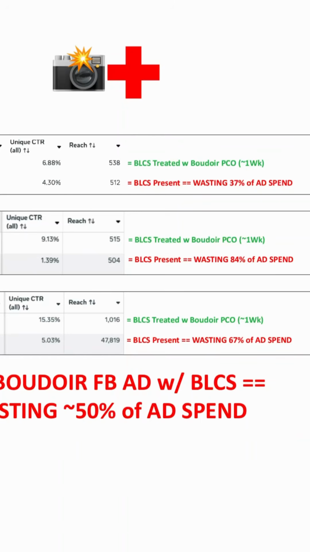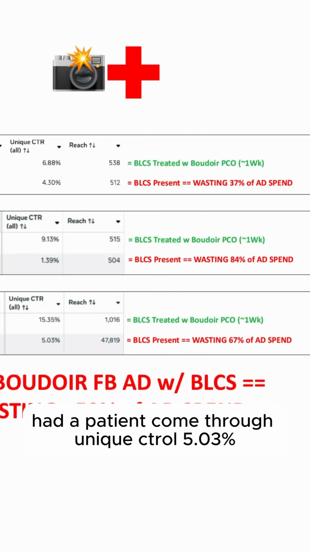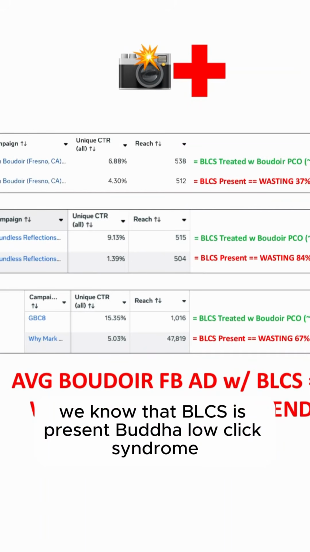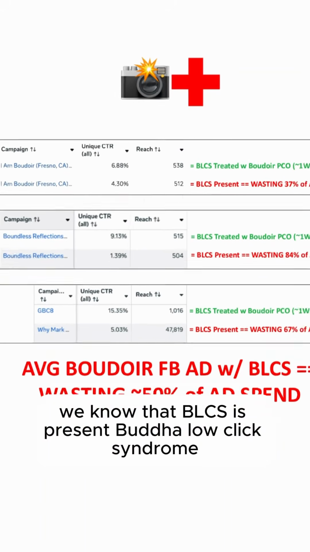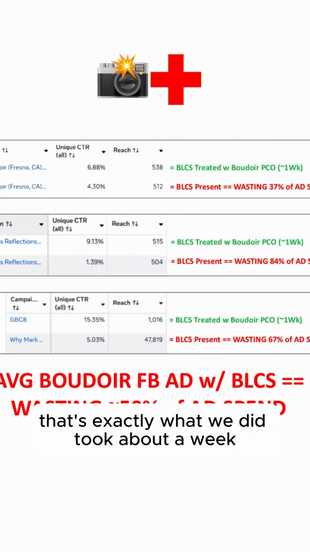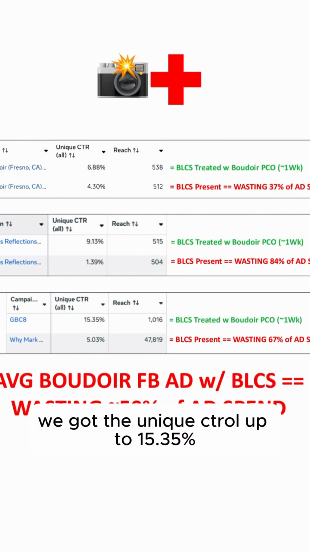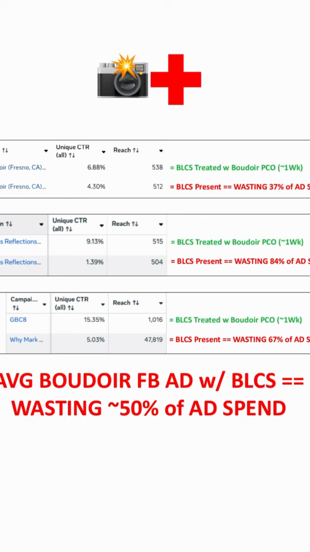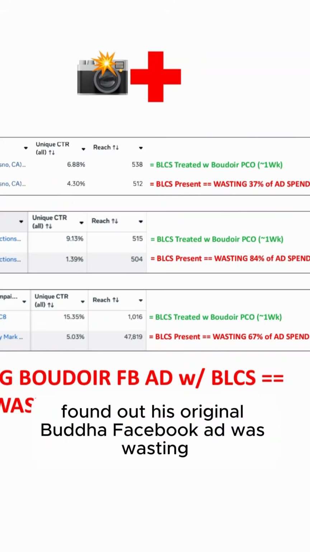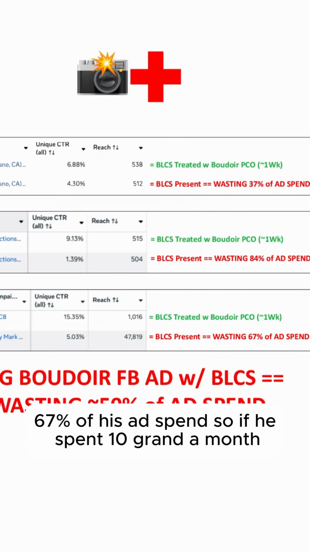Finally, had a patient come through, unique CTR 5.03%. So that's under 6%. We know that BLCS is present, Boudoir low click syndrome. So we can treat it with Boudoir Pico. And that's exactly what we did. Took about a week. We got the unique CTR up to 15.35%. And when we did that, we found out his original Boudoir Facebook ad was wasting 67% of his ad spend.